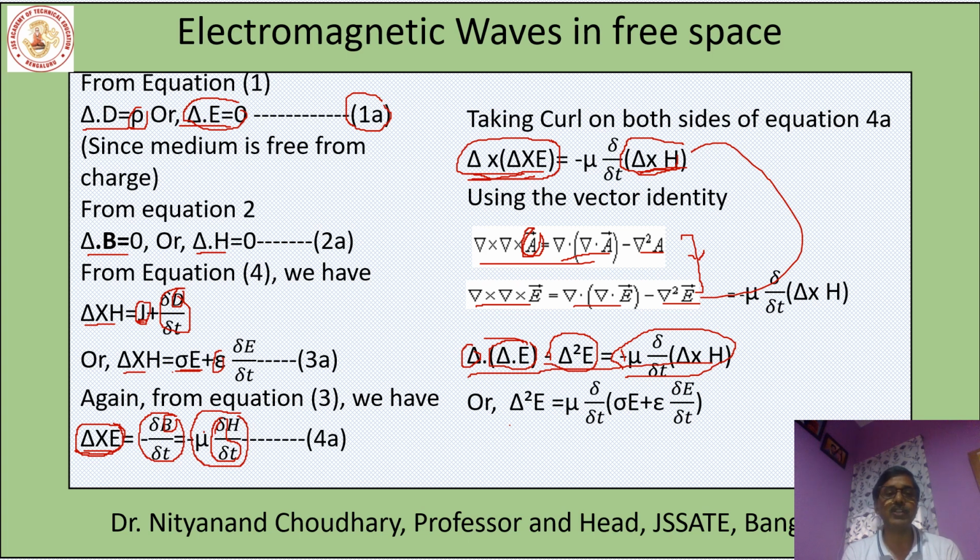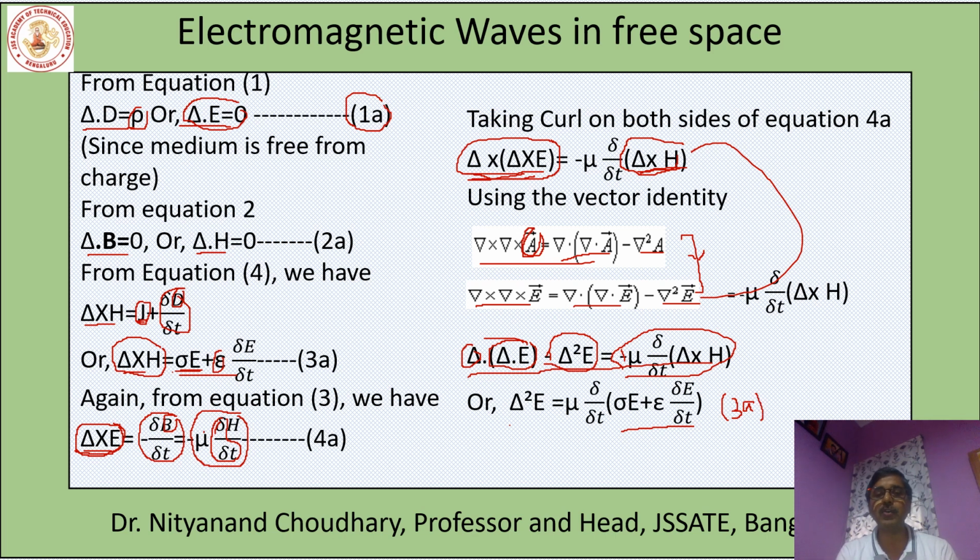Now you see equation number 3a, del cross H, this is your Ampere circuital law. So del cross H is equal to how much? Sigma E. So the value of del cross H I have substituted from equation number 3a. So from 3a I have got the value of del cross H and I have substituted this. So finally what is the value I am saying?